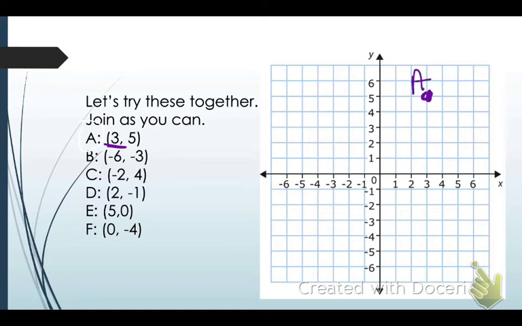All right, if you also go back to your notes, quadrant 1, which is the quadrant we're in, says X and Y are both positive. X and Y are both positive, so we're in the right quadrant.